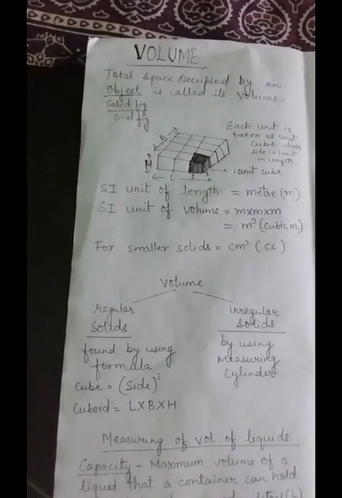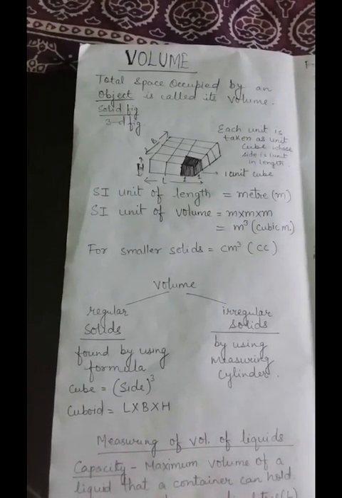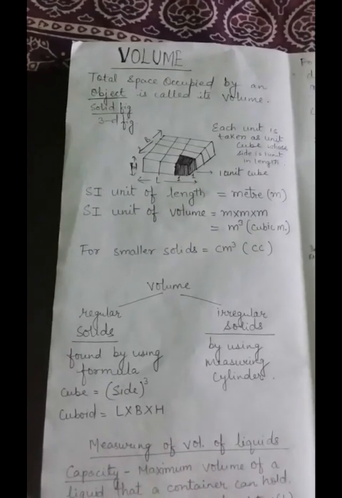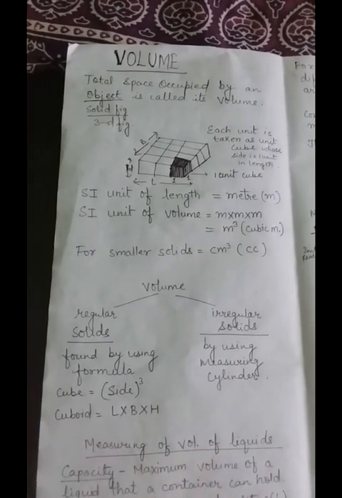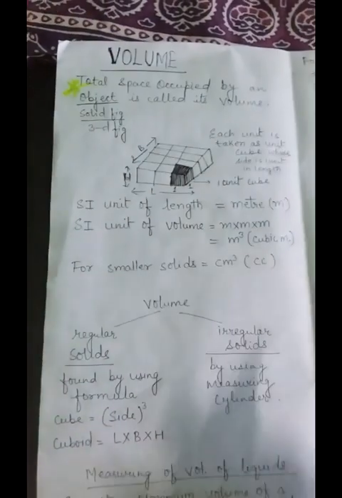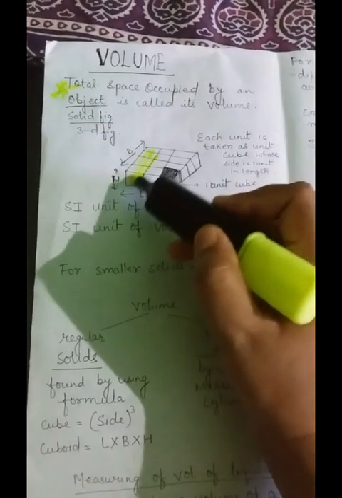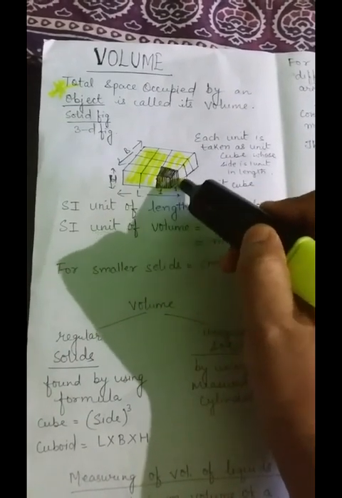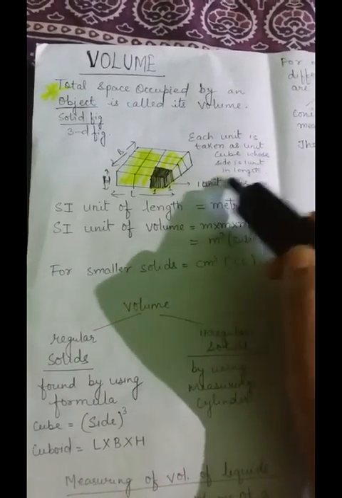Next you come to volume. Volume is the total space occupied by an object. Object, you can say solid figure or three-dimensional figure, or any object. The total space occupied by an object, which is important. The definition of volume is important. So if you take these square boxes, and if you take one cube here, each unit is taken as a unit cube whose side is 1 meter in length.